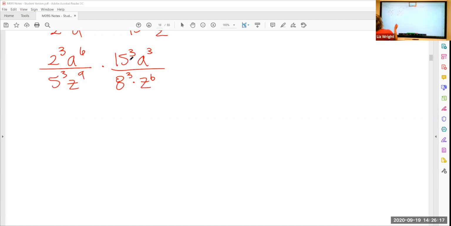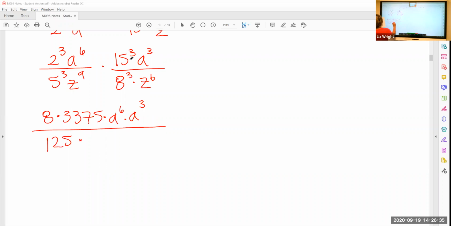And so what we would be getting is 8 times 3,375 times a to the 6th times a to the 3rd. And then we're taking 5 to the 3rd, which should give you 125, times 512, which is 8 to the 3rd, times z to the 9th times z to the 6th. And now we're ready to just combine our variables and multiply our numerator and denominator and then reduce at the end.